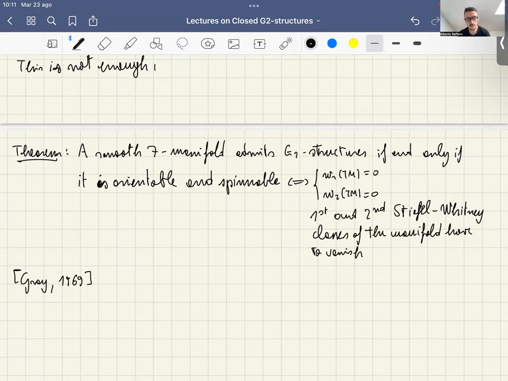Otherwise, you can find proofs of this fact also in the book by Lawson and Michelsohn, Spin Geometry, and also in the notes by Bryant that you can find in the references for the course on the website. And let me remark that these two conditions that you already met last week in one of the lectures are topological conditions. So it means that the existence of G2 structures on a 7-dimensional manifold is a topological issue. It depends on the topological properties of the manifold.